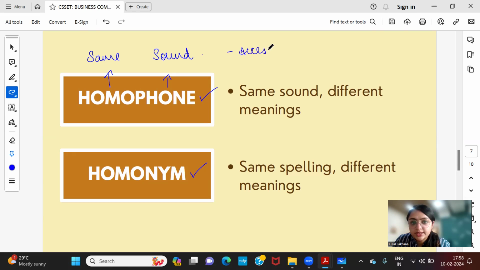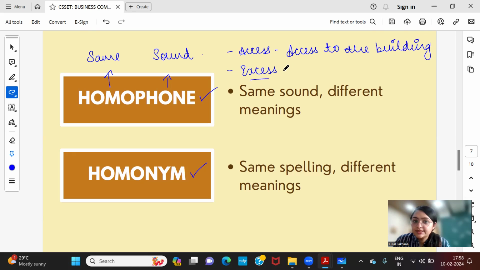We have two words here, that is access and excess. If you could see here, these words have almost the similar sound. That is, the pronunciation is more or less the same. However, the meaning that we are using is different. Access is basically having the right to something. So if we say only the employees have access to the building, it means that the employees have reached that building. For example, we can write this down: access to the building.